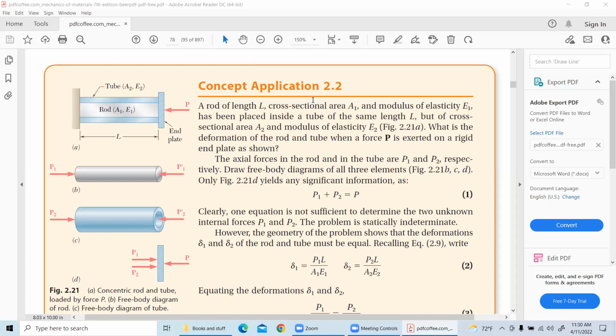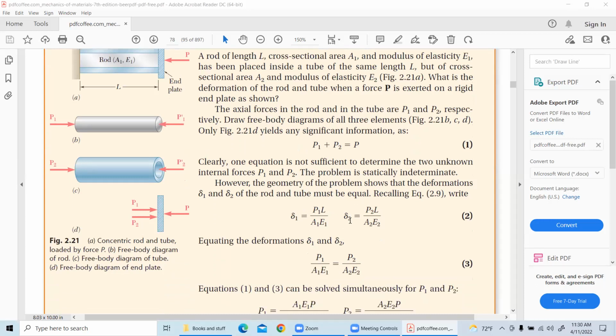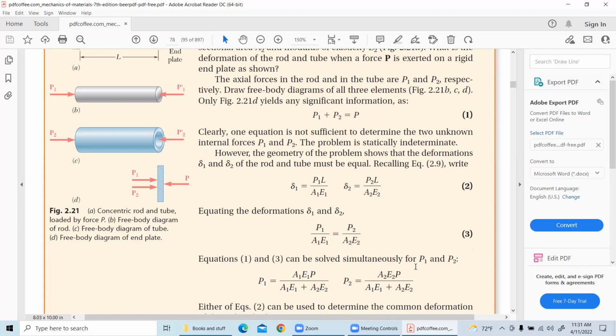How did you write P1 and P2 in terms of P? What we did is we equated these two. So P1 L over A1 E1 equal to P2 L over A2 E2. Then I will take all these terms on the right hand side, so P1 will be equal to P2 over A2 E2 multiplied by A1 E1. Then I will take this big chunk and substitute here. So P1 will be in the form of P2, so P2 will be on one side and P on the other side. So P1 can be written in the form of P and P2 can be written in the form of P.